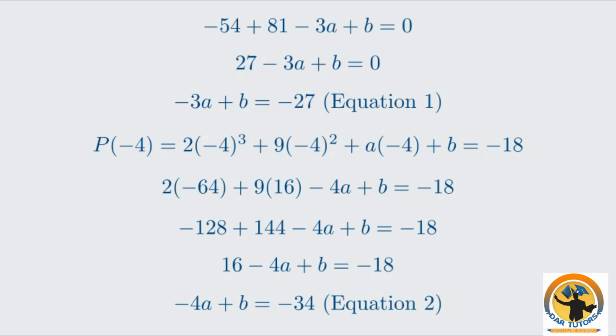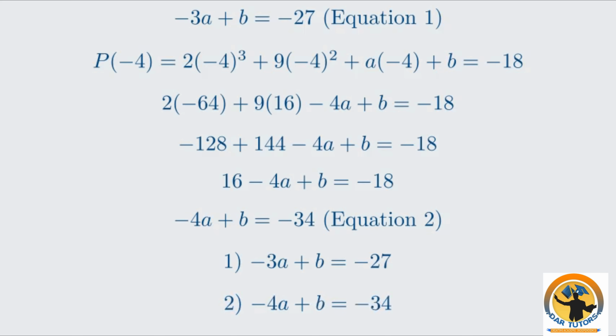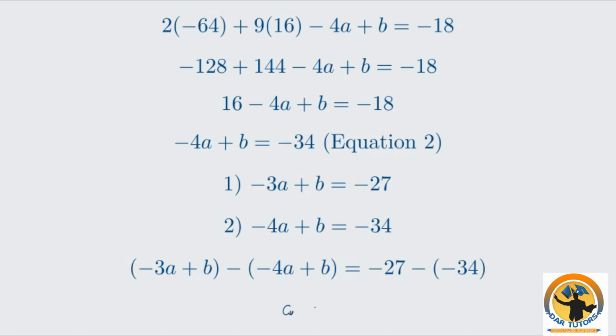Now we solve the system of equations. Equation 1 is negative 3a plus b equals negative 27. Equation 2 is negative 4a plus b equals negative 34. Again, we can use elimination. Subtracting equation 2 from equation 1 will eliminate b. Negative 3a minus negative 4a is a. Negative 27 minus negative 34 is 7, so a equals 7.